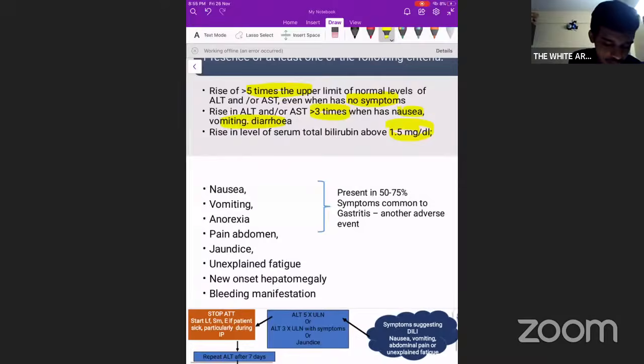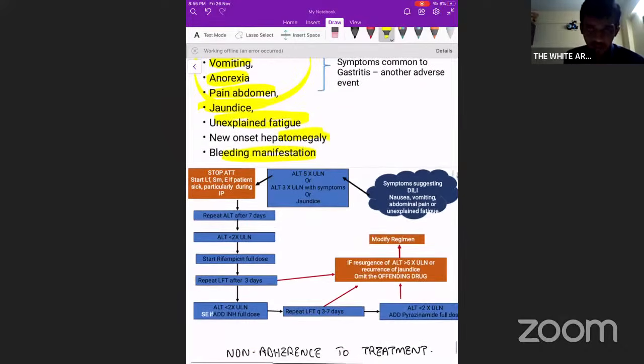What are the common symptoms they can present with? Nausea, vomiting, anorexia, pain abdomen, jaundice, unexplained fatigue, hepatomegaly, or any bleeding manifestation, with nausea, vomiting, anorexia, and pain abdomen being the most common presentation. If we encounter a case of drug-induced liver injury, then how do we go about it?